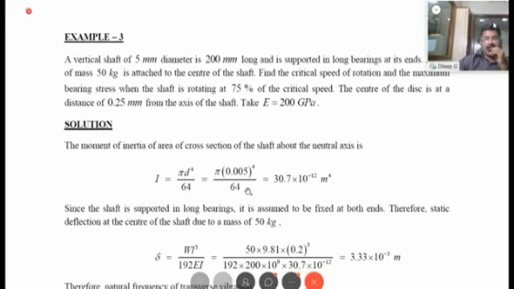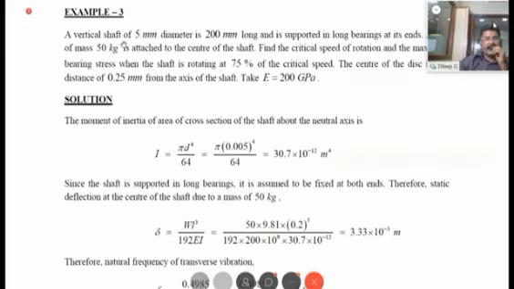Now we are going for the third problem. The problem is a vertical shaft. This is the most important problem. This type of problems is frequently asked in the university examinations. Of course, I think it has been there in one of the ATU question papers.